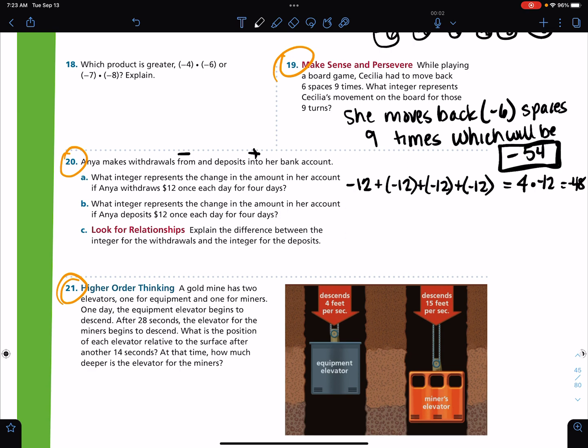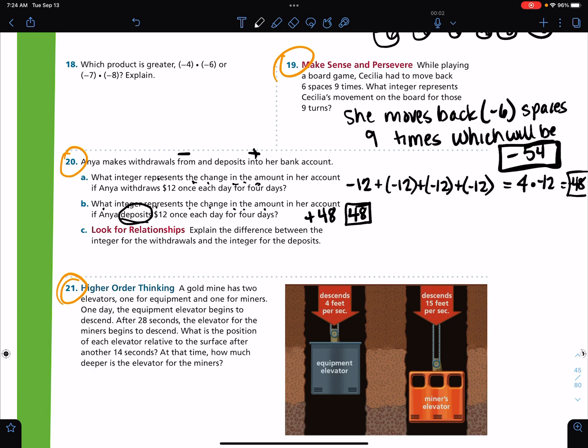What integer represents the change in the amount? Isn't that the same thing? What integer represents? Those all match. The change, in the amount, in her account. If Anya deposits, there's the difference. I was looking for that. So if she deposits $12, then that would just be the opposite. So it'd be positive 48. And the book is going to leave off the positive. So there's the answer to that one according to the book.